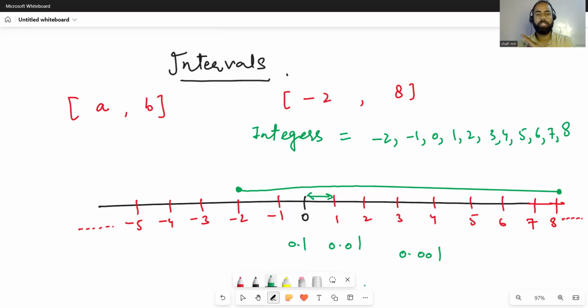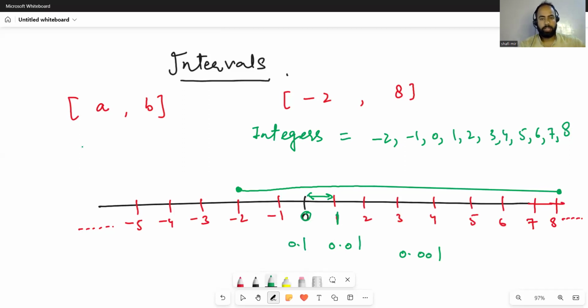But between 0 and 1 there is no integer. Integer is 0, and after 0 it is directly 1. Between 0 and 1 there is no integer. Same is the case between 1 and 2. Between 1 and 2 there are no integers. 1 is an integer, after that 2 is the integer. But between 1 and 2 there are infinite real numbers. Got it? Same is true with natural numbers. 1 is a natural number, and after 1 it's directly 2. But between 1 and 2 there are no natural numbers, no whole numbers, no integers. Hope this is clear to everyone. So this is called a closed interval.